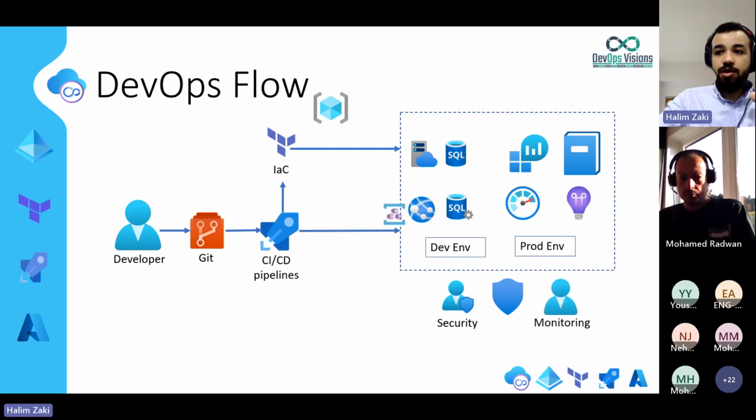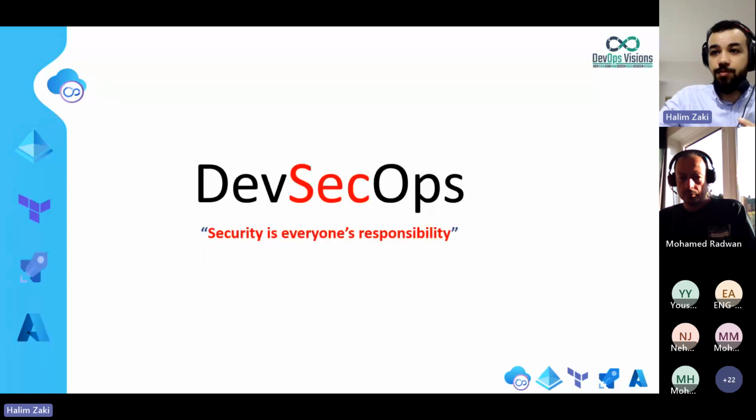Also, we have the monitoring. So this is a huge problem right now. What can we do to actually solve this? Before we jump to the solution, we need to identify something important. If you are a developer, if you are security, and if you are operations, security is everyone's responsibility. So everybody has a part to play in that cycle.